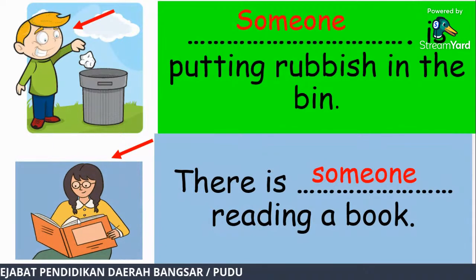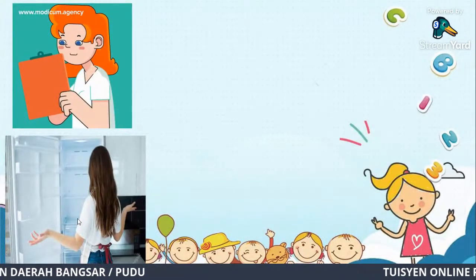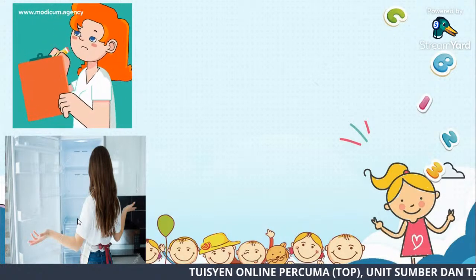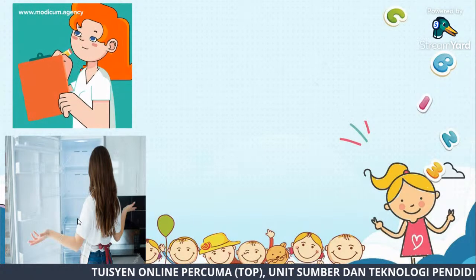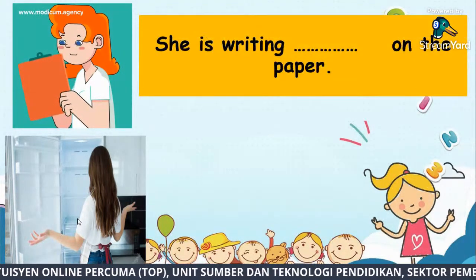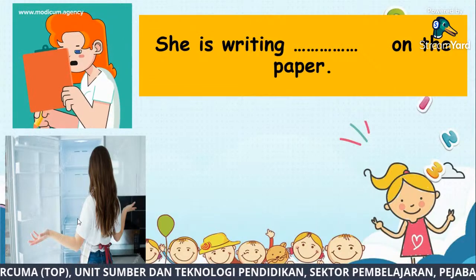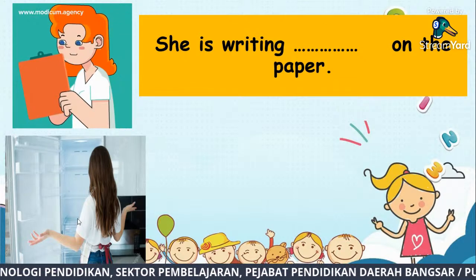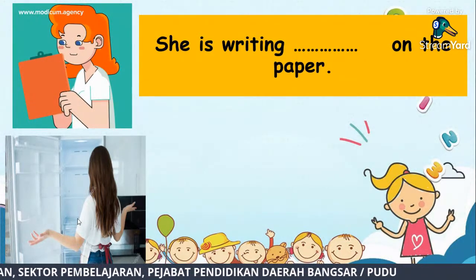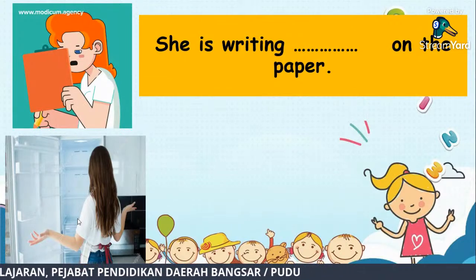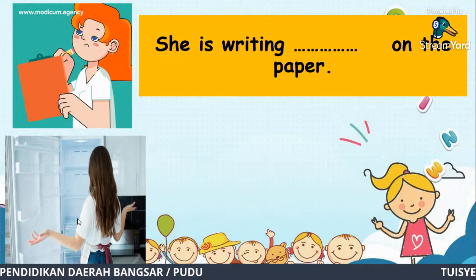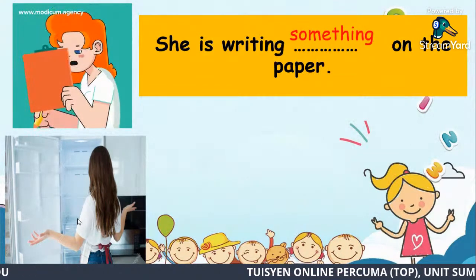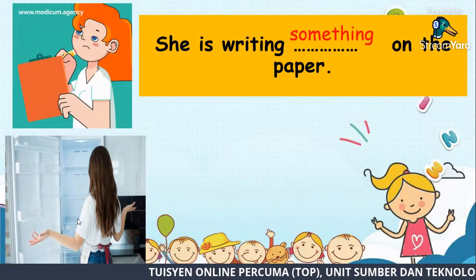And now followed by one more sample. Look at the first picture. She is writing on the paper. Can you know what that is? Of course you don't know. We don't know what it is. So how are we going to say that? It's something like an idea, right? She's doing something, she's writing. So how are we going to describe that? Something. She is writing something on the paper.